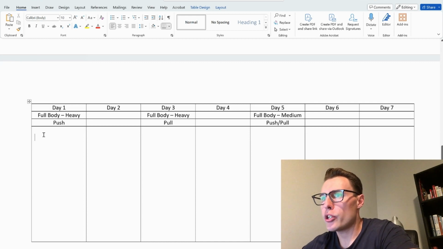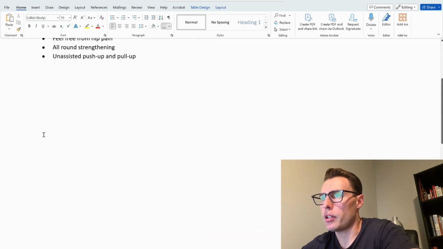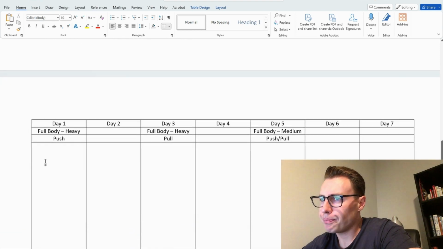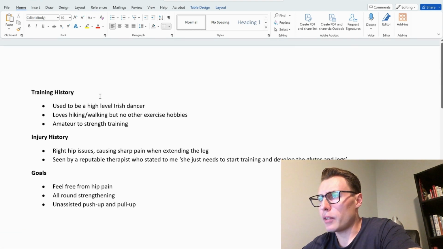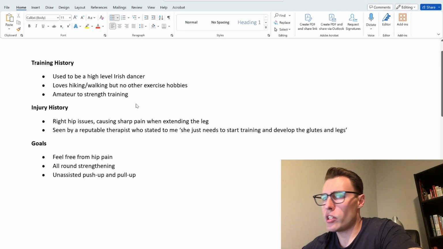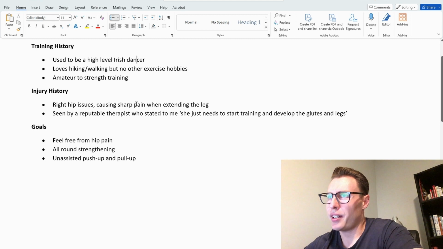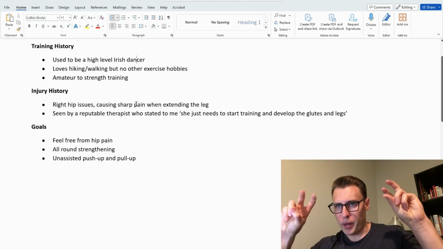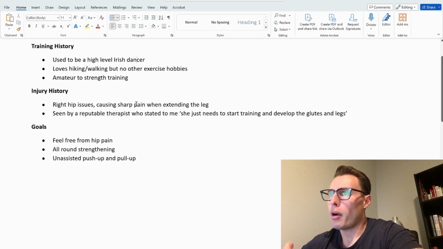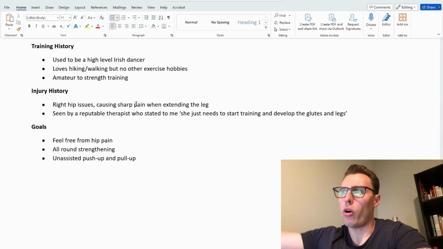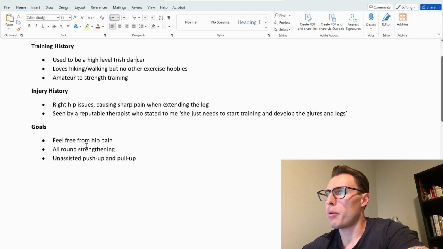So full body push day 1. Like I said, this person wants to be able to do an unassisted push-up and an unassisted pull-up. Since they were a high-level Irish dancer in the past, they probably have decent mobility and decent coordination. Even though they're a quote-unquote amateur to the gym, they're probably not an amateur in the sense where they've done absolutely nothing their whole life in terms of physical activity. So they probably have a decent base.